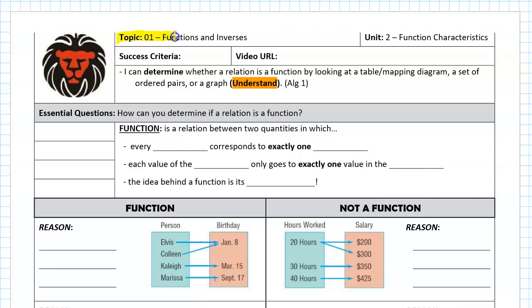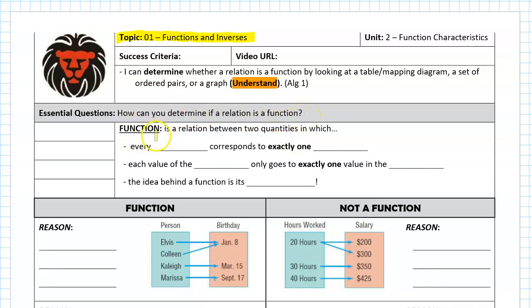This video covers topic 1, functions and inverses. We're going to start off with the first portion of this, which is functions, where we're going to determine whether a relation is a function by looking at tables and mapping diagrams, sets of ordered pairs, or graphs. Really, we want to know what is this relationship between a relation and a function.